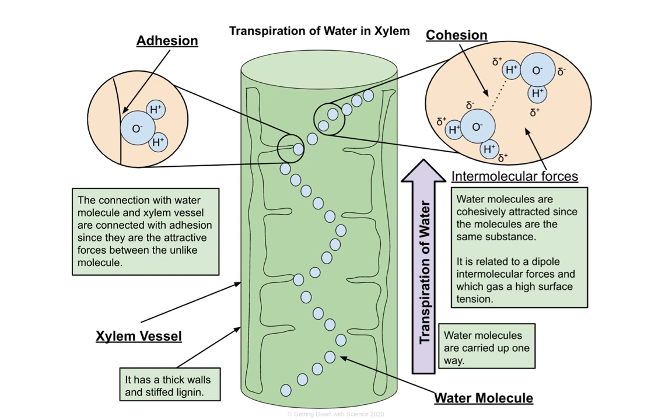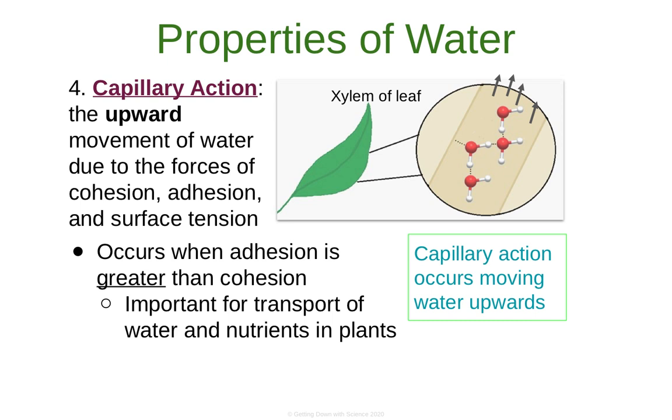And it's against gravity. Capillary action is the upward movement of water due to the forces of cohesion, adhesion, and surface tension, when adhesion is greater than cohesion. So, a water molecule will adhere more to the inside of the cell walls of the xylem, even more than it will cohere to itself. We get this capillary action, the movement of water upwards against the flow of gravity. This is important because it brings with it water and nutrients, and that assists the plant in transpiration.